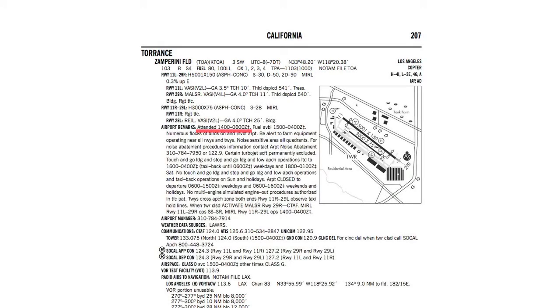To illustrate the benefits of Zulu time, let's take a look at Zamperini Field in Torrance, California. There's a lot of information referenced in Zulu time, and it can be found in the Southwest Airport Facility Directory. First, we can see that the airport is attended from 1400 to 0600 Zulu time. We also see that fuel is available between 1500 and 0400 Zulu time. Training maneuvers are limited as well, all referenced by Zulu time.